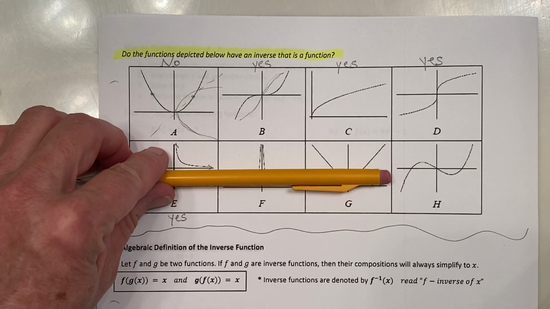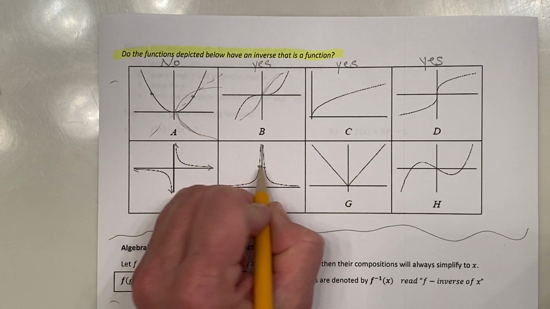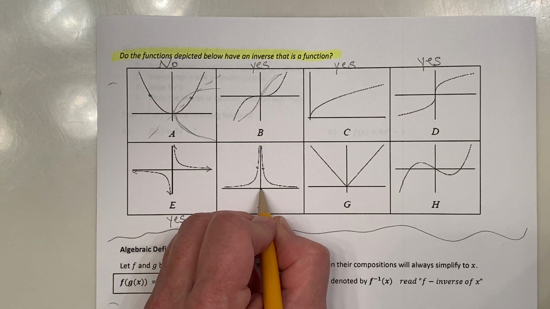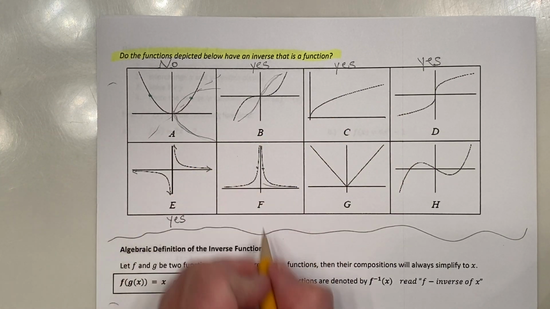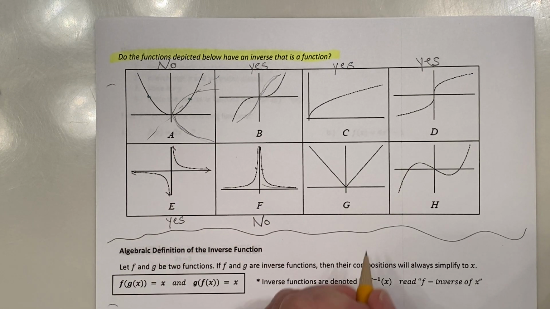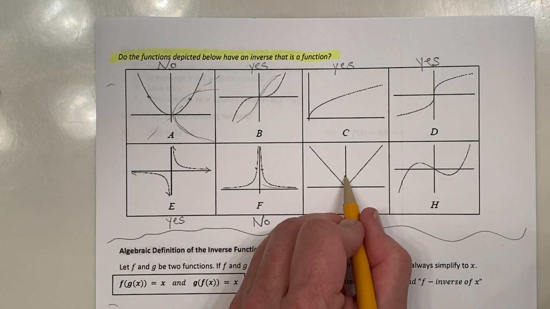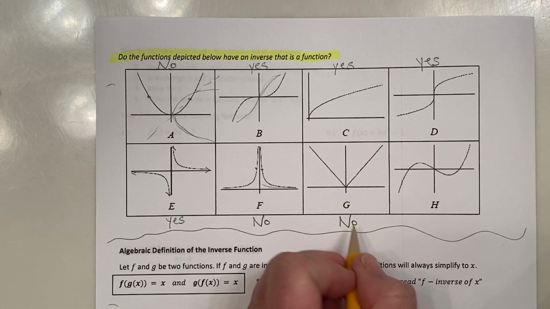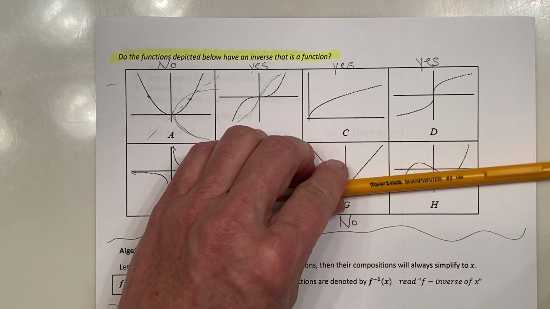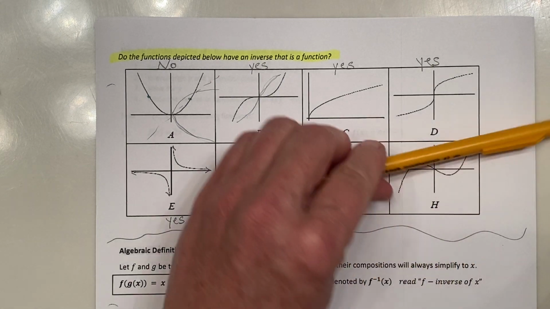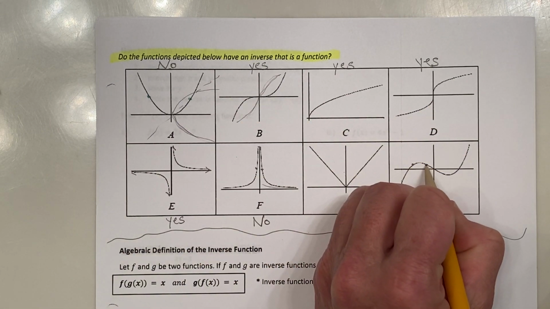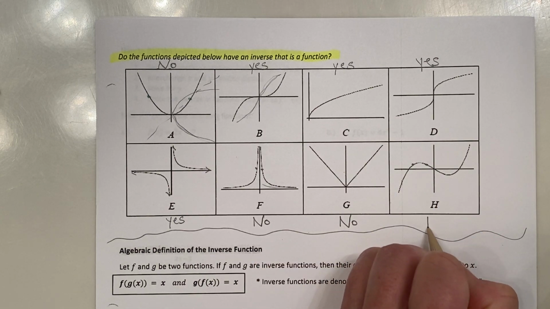Okay, in graph F, I have a bunch of repeated y values. So if I drew the reflection on its side, it's going to fail the vertical line test. So this is a no. We've seen this one. This function does not have an inverse that is also a function. And then right here, we can see that we have repeated y values. If you put a horizontal pencil, a toothpick or something here, you've got a lot of repeated y values. So the answer is no here.